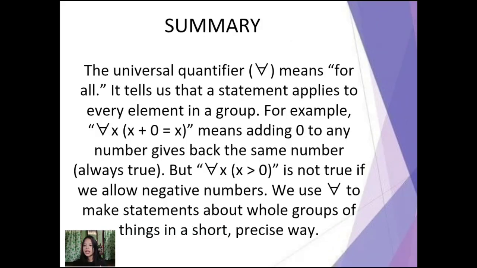So in summary, the universal quantifier means for all. It tells us the statement applies to every element in the group. For example, for all x, x plus 0 equals x means adding 0 to any number gives back the same number. It's always true. But for all x, x is greater than 0 is not true if we allow negative numbers. We use for all to make a statement about a whole group of things in short.